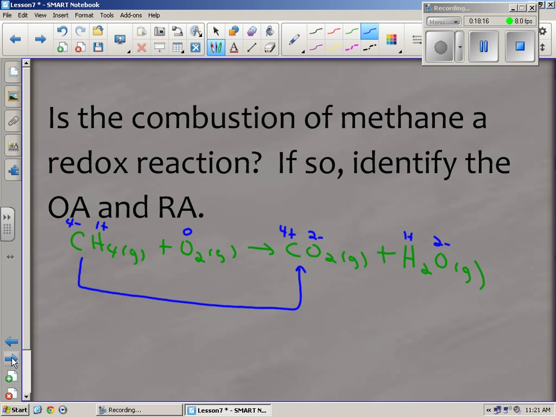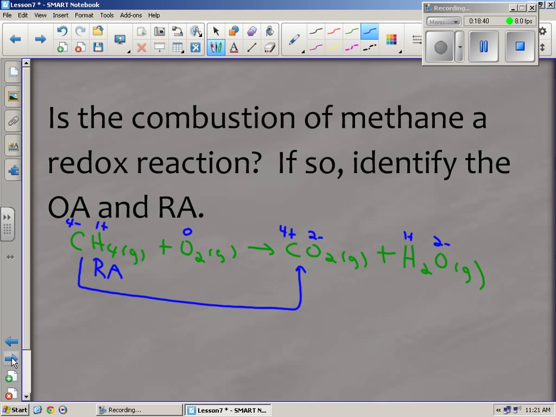I will tell you right now, look, if it's going from -4 to +4, what's happening? Is it being reduced or oxidized? Quickly. Oxidized. So can I say this? Sure. Okay, what about the other one? What's the other thing going on here? Oxygen's going from 0 to 2 minus, right?